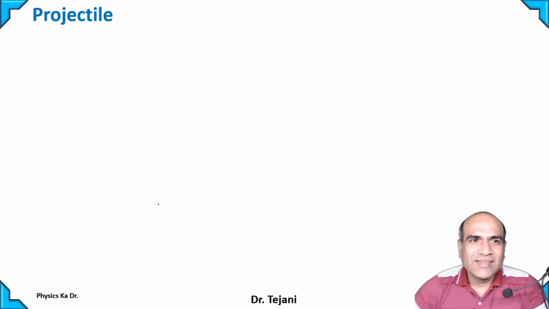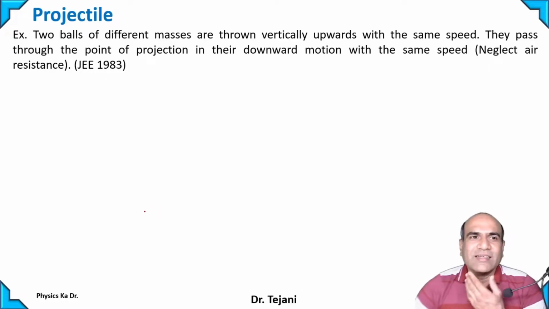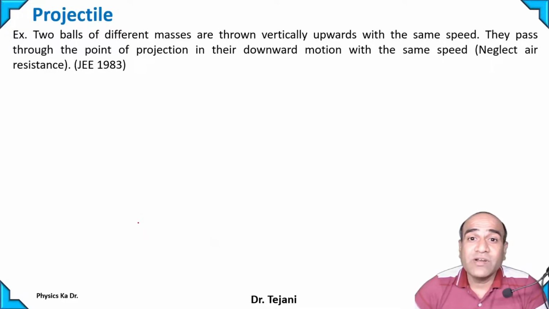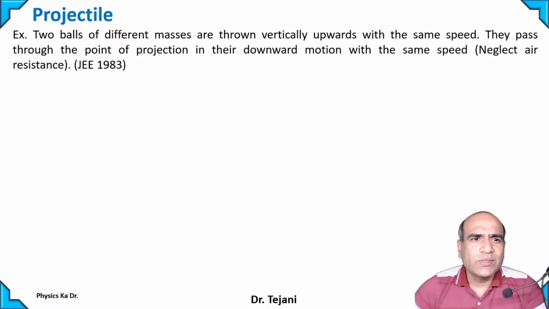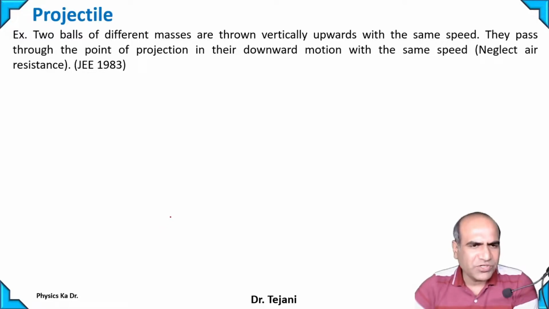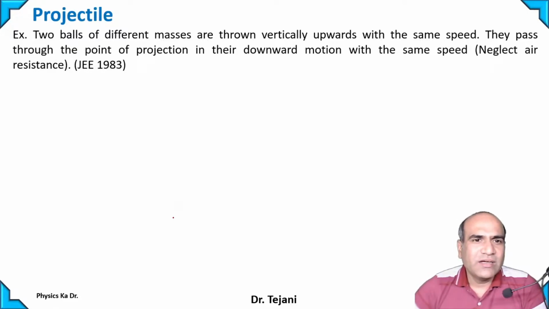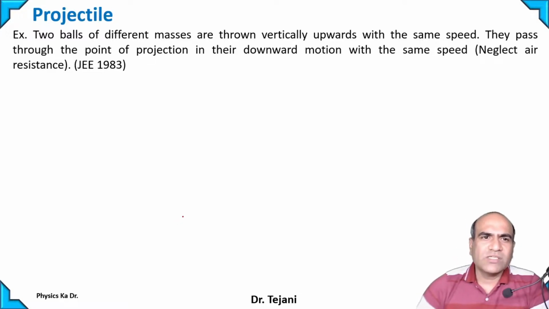So let's move on. Say, for example, here it is asked that two balls of different masses are thrown vertically upward with the same speed. They pass through the point of projection in their downward motion with the same speed. Neglect air resistance. This question was asked in JEE 1983. Previously the examination name may have been different, but I mention that it was asked in 1983. And it was about true and false.